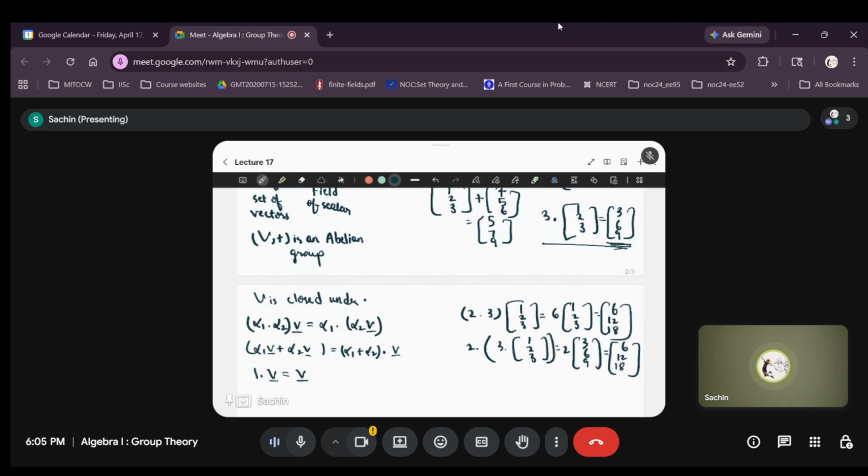Distributive property is important. Yes, they must have the property. They are scalars. Alpha 1, alpha 2 belong to F and vector V belongs to set V.